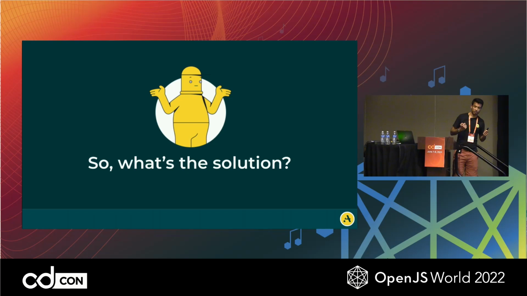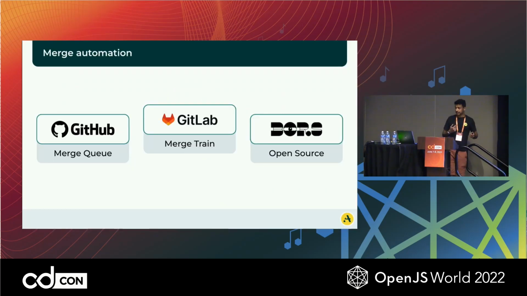So then what's the solution? There are some solutions that exist today for merge automation. There's a concept called merge queue that GitHub has recently announced, which is in beta. GitLab has a solution called merge train, and there are open source products like Bors, which also provide some of these capabilities. We'll go over some of these details and explain how they work.